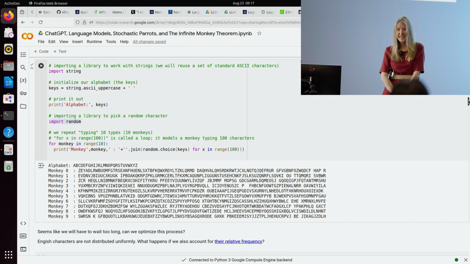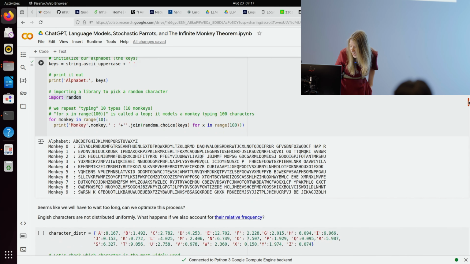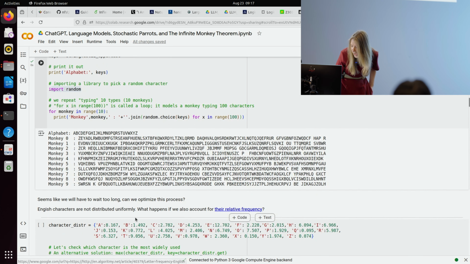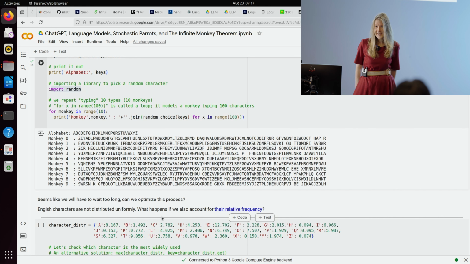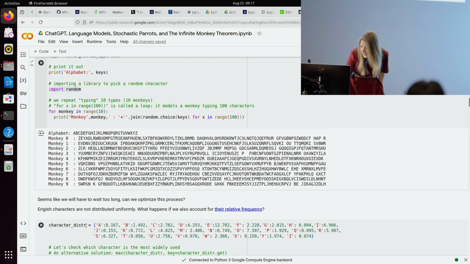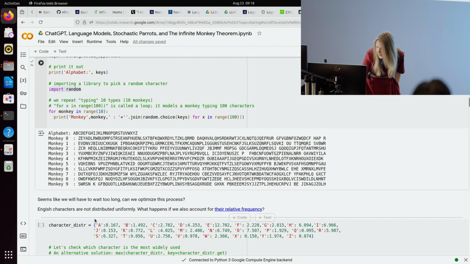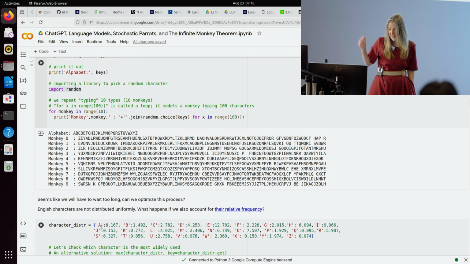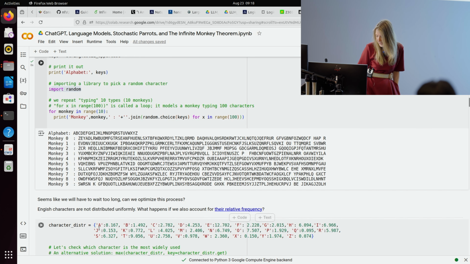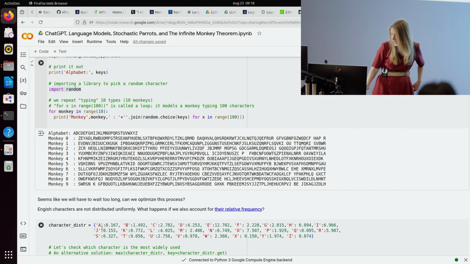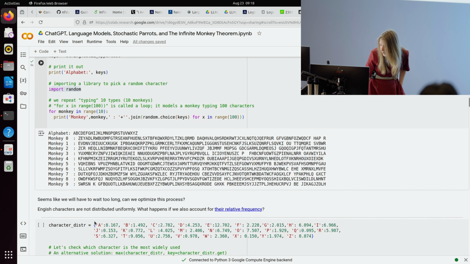Yes. Any other guesses? E, yeah. So I looked at the relative frequencies of the characters in English, and I provided them explicitly here. This is a dictionary, you can recognize it. For the letter A, we have this relative frequency of around 8. The letter E is 12, etc. So we have the character as the key and the relative frequency as the value.